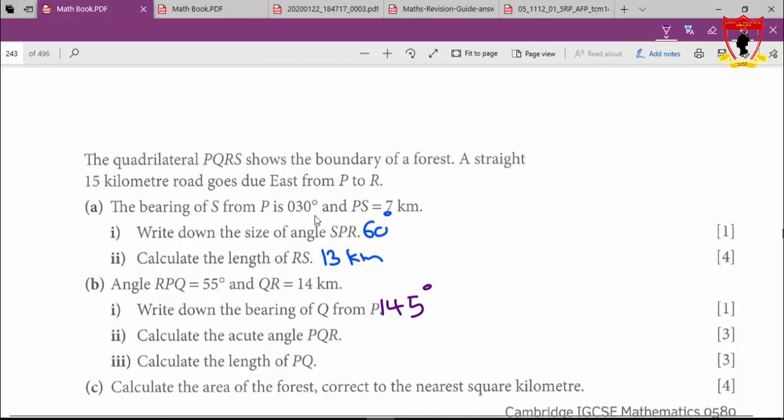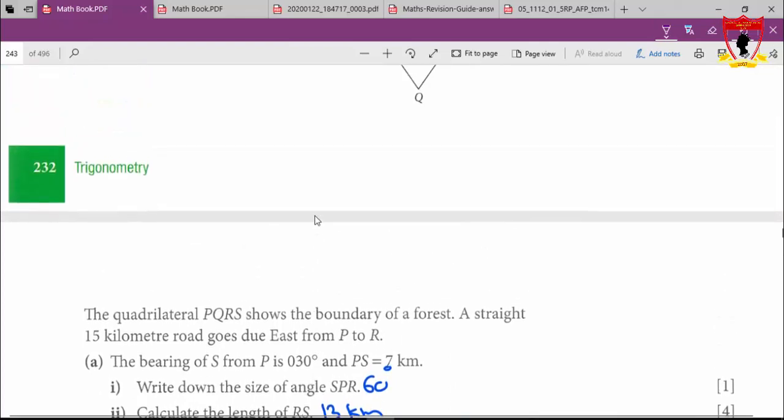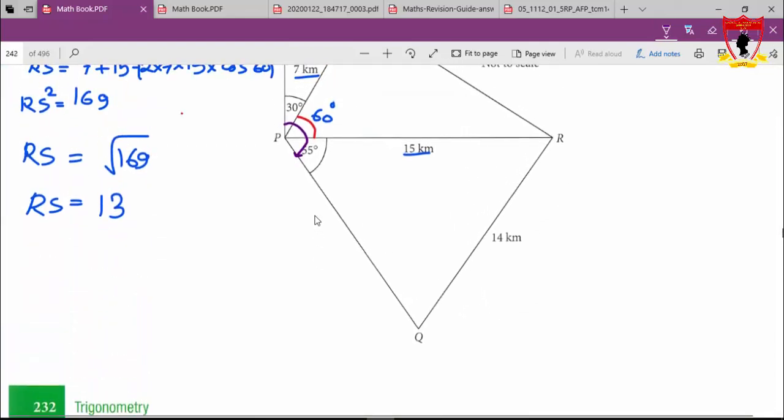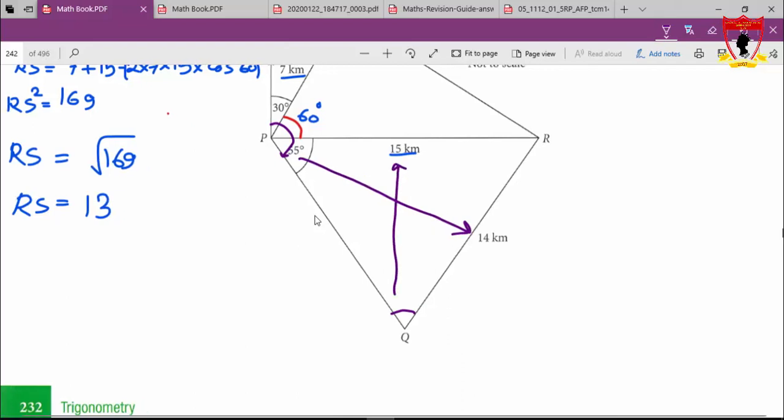Calculate the acute angle PQR. This acute angle PQR, this angle. We have to calculate this angle. To calculate it, we don't have two sides with the angle between them. So we have to think of sine rule, because we have an angle with its opposite. An angle is missing, but its opposite is given. Then sine rule takes place to find this missing angle.